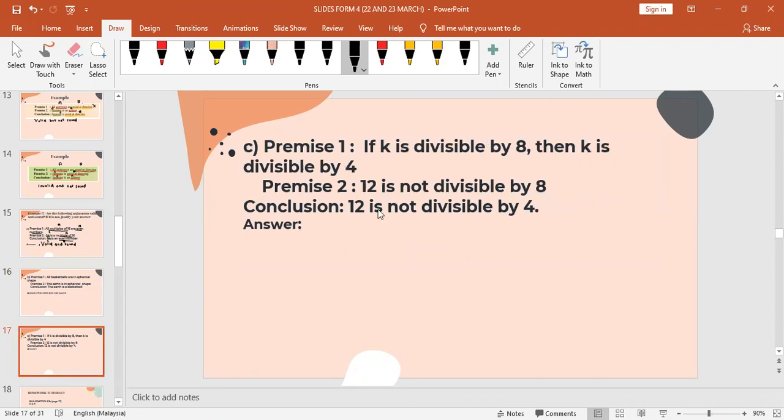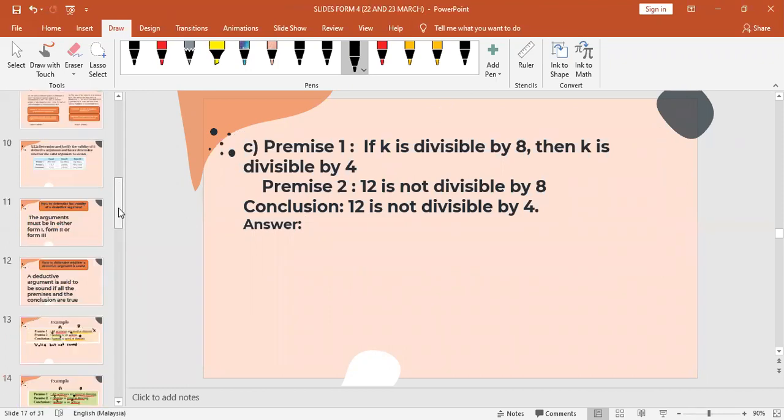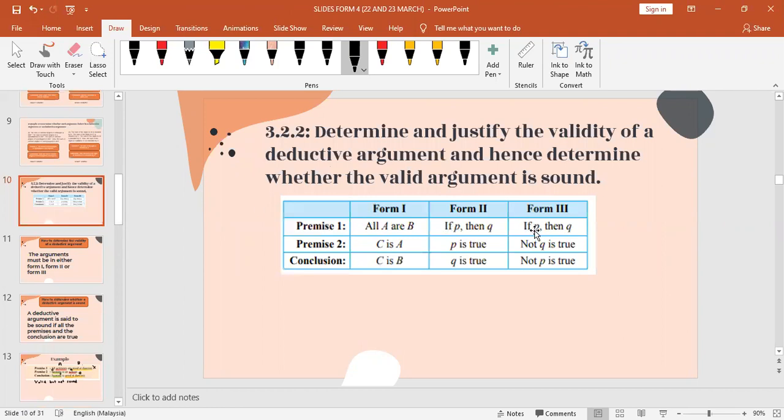Okay. For C, we will do it together. Premise 1. If K is divisible by 8, then K is divisible by 4. 12 is not divisible by 8. 12 is not divisible by 4. Okay, so I think maybe this is form 3, right? It looks like it is in form 3, dalam bentuk yang ketiga. Sebab dia ada not. If P then Q, not Q is true, not P is true.